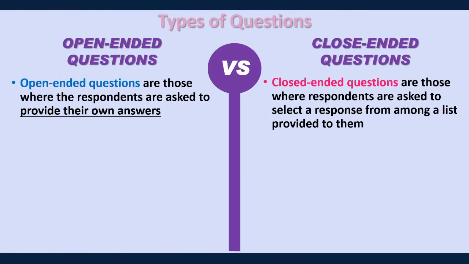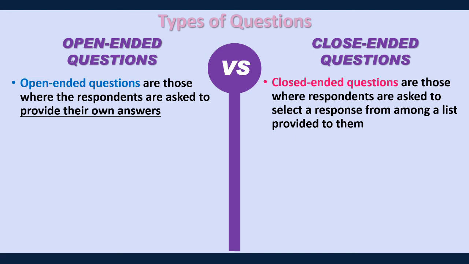Questions or items in questionnaires can be broken down into two major groups: open-ended questions and closed-ended questions. Open-ended questions ask respondents to provide their own answers to a question you pose. In open-ended questions, there's no set response from which respondents can choose.